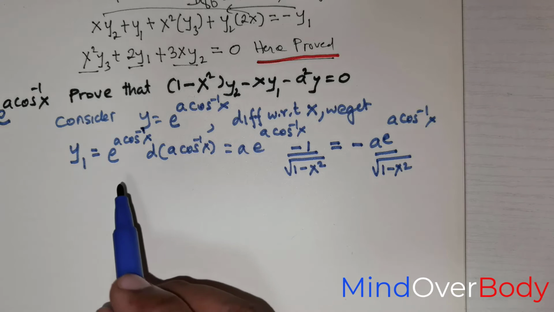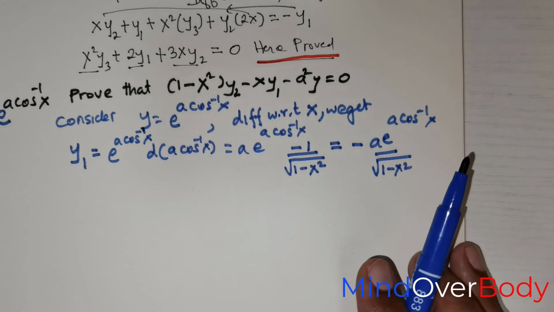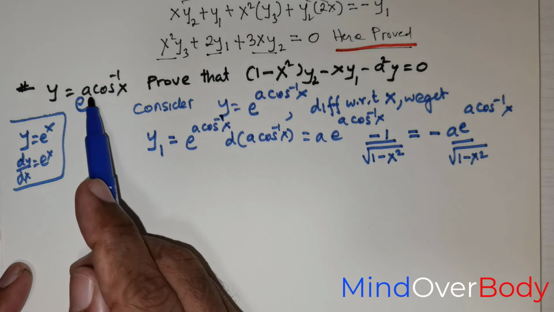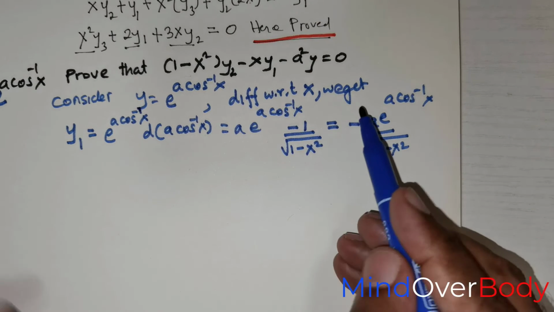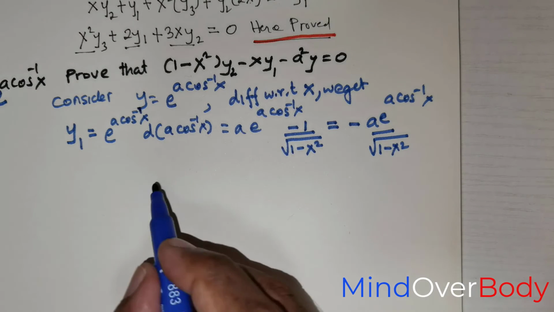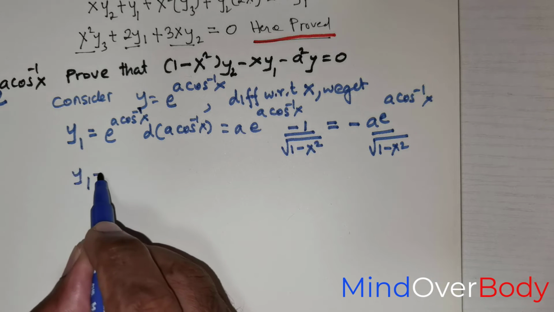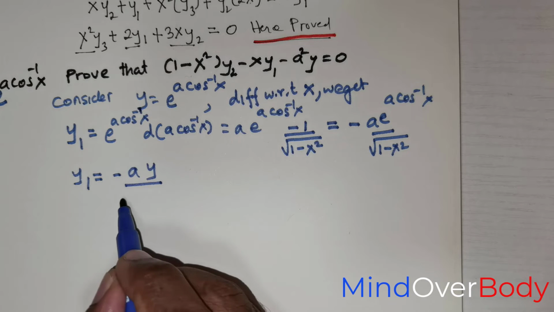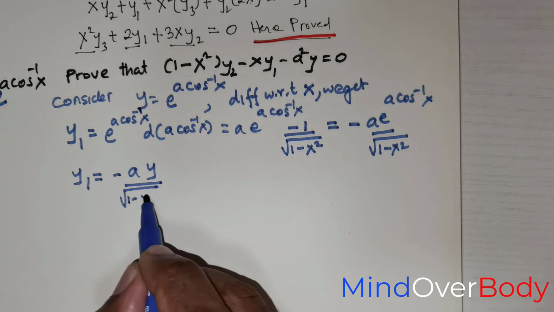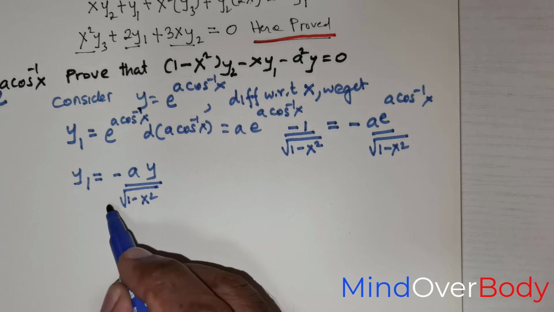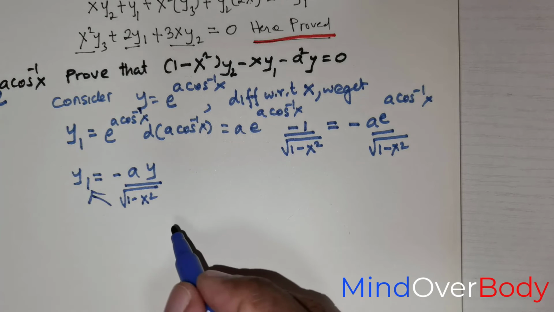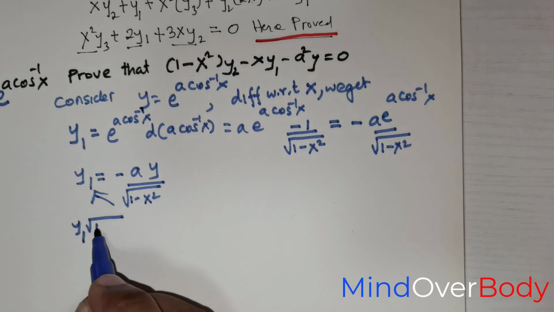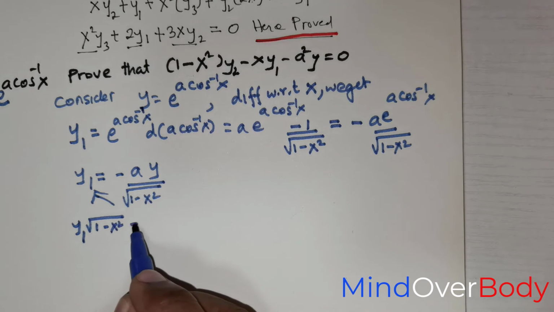So now an important observation. Let's go back to the question. What is the question? The question states y is equal to e raised to the power of a times cos inverse of x. So what do you have here? e raised to the power of a times cos inverse of x. So I'm going to rewrite this as y1 is equal to negative a times y divided by root of 1 minus x squared. Now I would be cross multiplying. So once I cross multiply, I would get y1 times root of 1 minus x squared is equal to negative a times y.